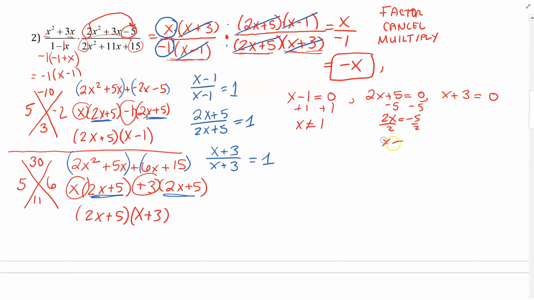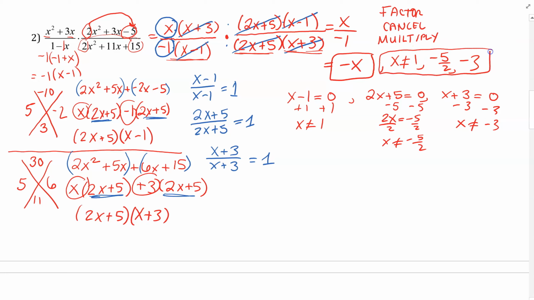And then it can't be negative 5/2 for the second factor. And then it can't be negative 3 for the third factor. So x cannot be 1, it cannot be negative 5/2, and it cannot be negative 3. These would be all of my restrictions. So for any other x, excluding these 3, this expression will multiply together to equal negative x.